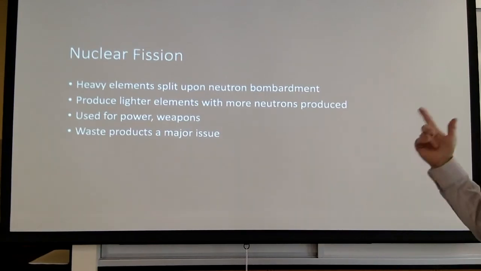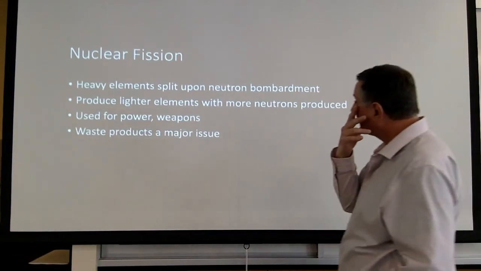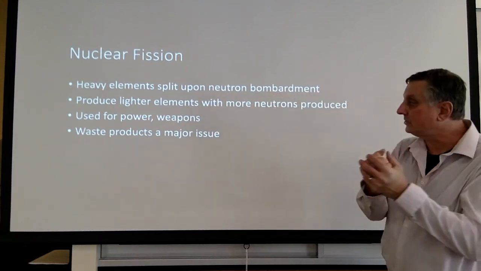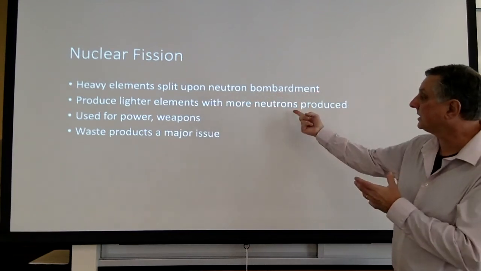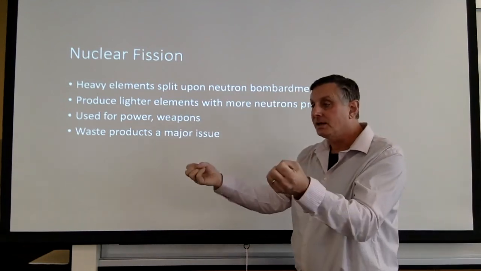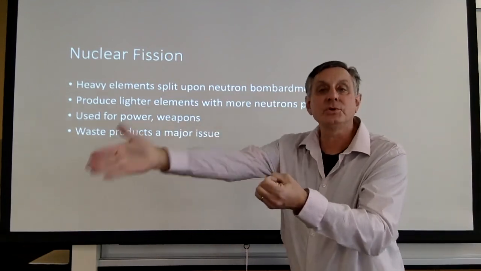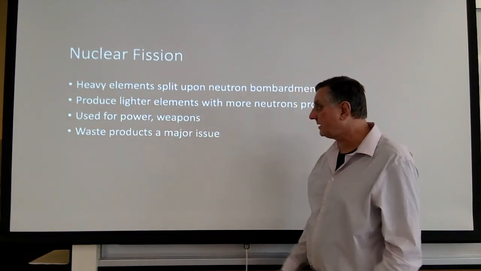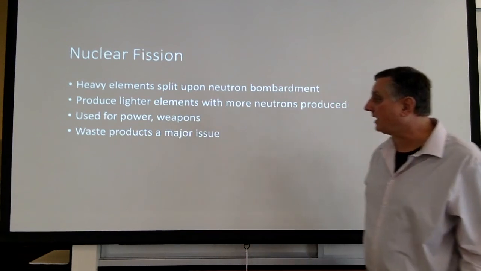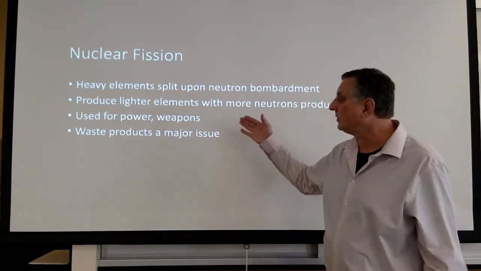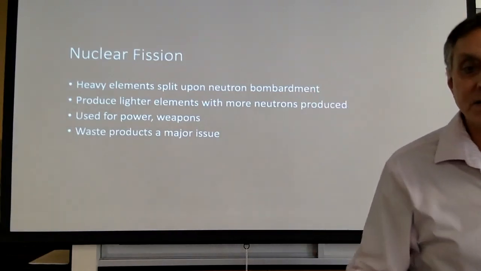Okay, so here is a brief summary of nuclear fission. Heavy elements split once they're hit by a neutron. In the process of being split, they produce two lighter elements and more neutrons. Those neutrons split other uranium atoms. So it's used for nuclear power. Nuclear power plants typically use uranium-235. And weapons. How to get rid of waste, that's a major issue.